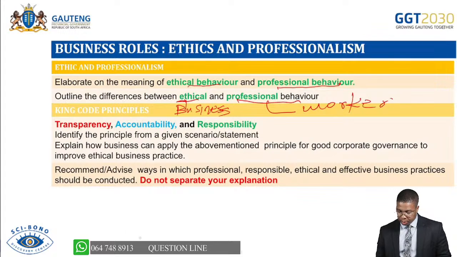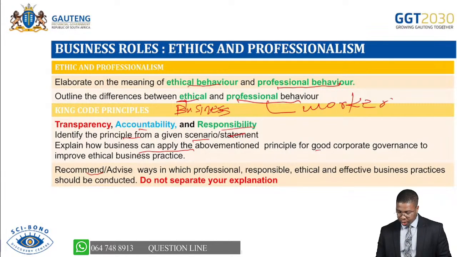Then we have King Code principles, which are transparency, accountability, and responsibility. We're talking about applications of these King Code principles, to say the business should be transparent, accountable, and responsible. So it becomes very, very critical to also identify these principles from a given scenario or statement, and explain how these principles apply. So you need to master that.